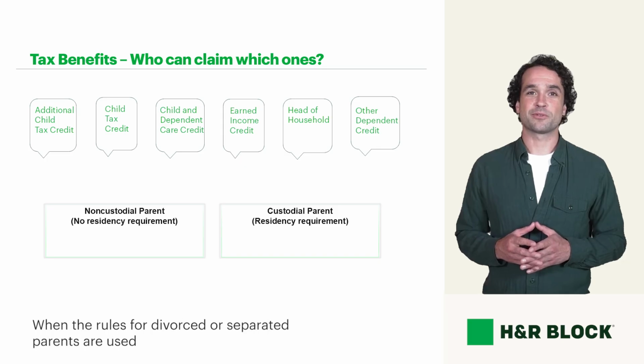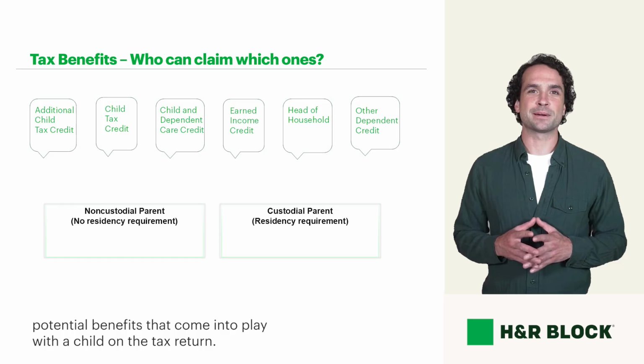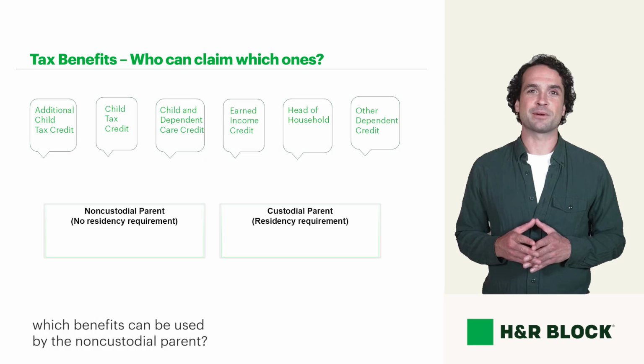When the rules for divorced or separated parents are used, there are 7 potential benefits that come into play with a child on the tax return. Can you remember what the key distinction is when deciding which benefits can be used by the non-custodial parent?